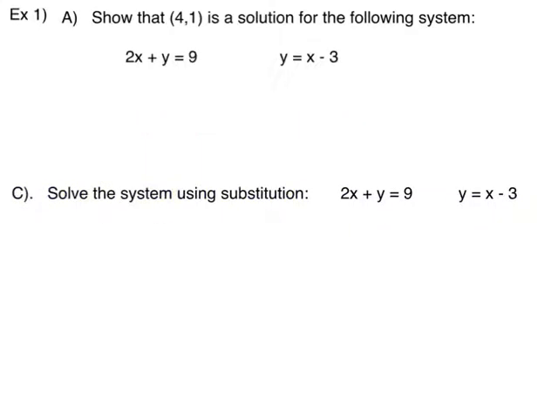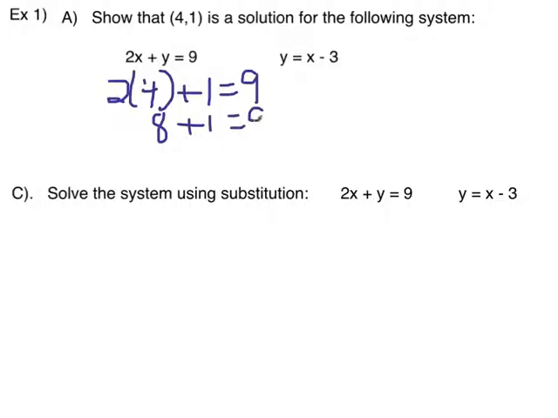Before we actually get into it, we're going to go back and revisit, checking to make sure we already know that the solution is (4, 1) for the following system. Make sure it works. So we plug stuff in. We have 2 times, we're going to plug a 4 in here, plus y is 1, has to equal 9. So you get 8 plus 1 has to equal 9. 9 equals 9. It works in the one equation.